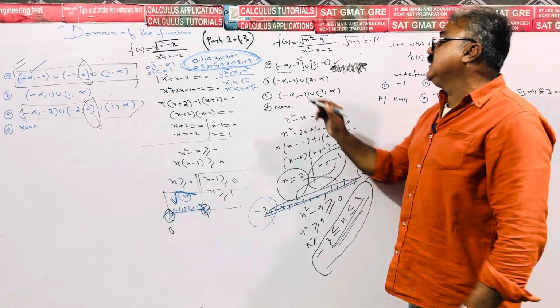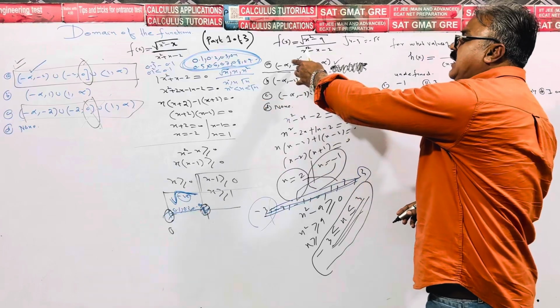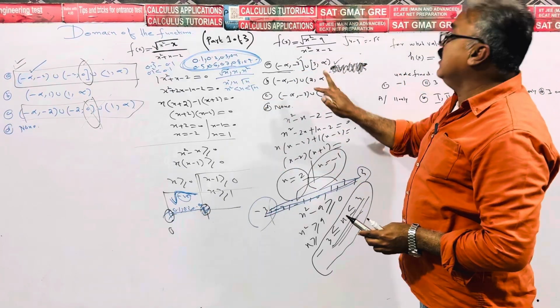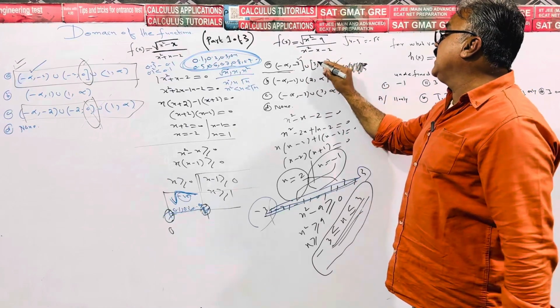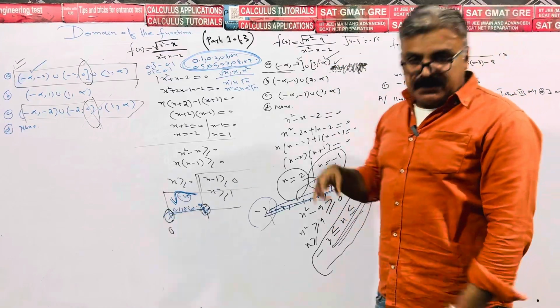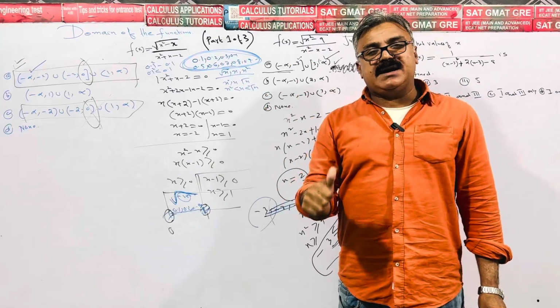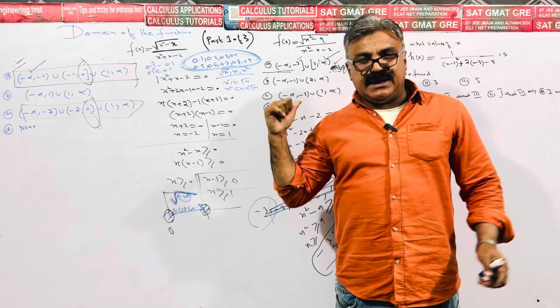So our right option in that case is we can take all values from negative infinity up to minus 3, excluding from minus 3 to positive 3. Then from positive 3 to positive infinity, we can afford each and every value. We have to take care of three things: a root can never be negative, the denominator can never be 0, and there is no concept of log in that video.